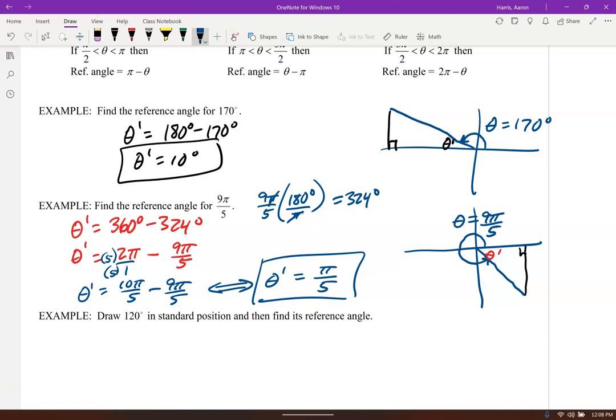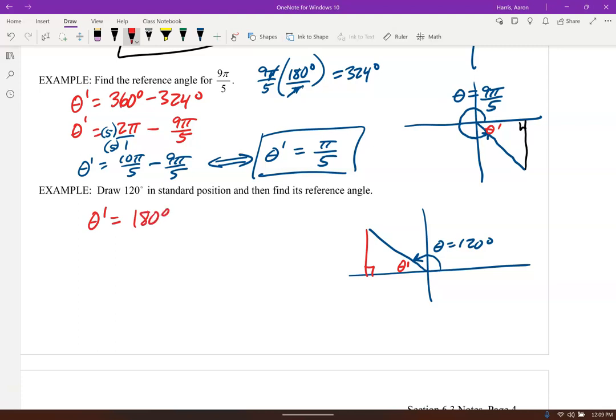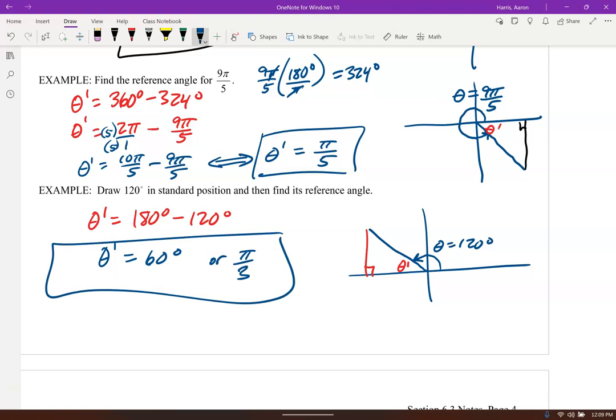All right, I'm going to make this a try-it problem. This is a good time. Go ahead and pause it and make sure you can draw 120 degrees and find the reference angle. So hopefully you drew this into quadrant 2 here. There's your theta being 120 degrees. And come straight back, draw your theta prime. So that theta prime has to be halfway around, 180, so it's just 180 minus 120. So theta prime equals 60 degrees, the same as pi thirds, right? 60 degrees, pi thirds.